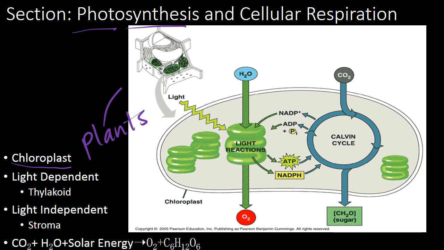So if we look at this picture right here, this is a boxy plant cell, and the lit up green organelles are going to be chloroplasts. There are two parts to photosynthesis. The first part is called light dependent, so I depend on light.